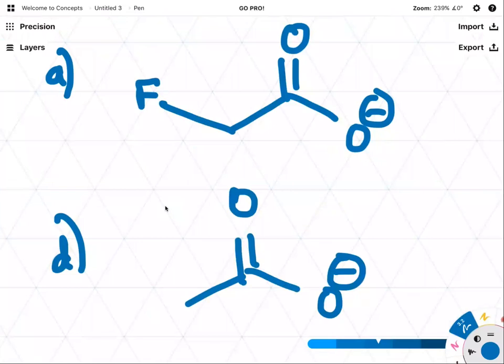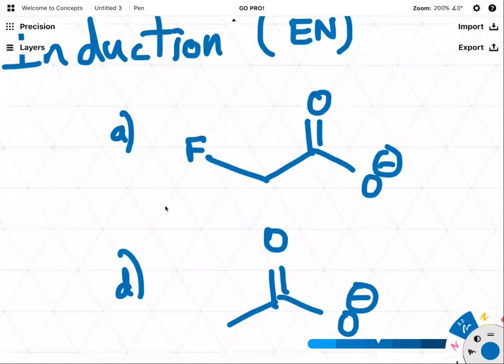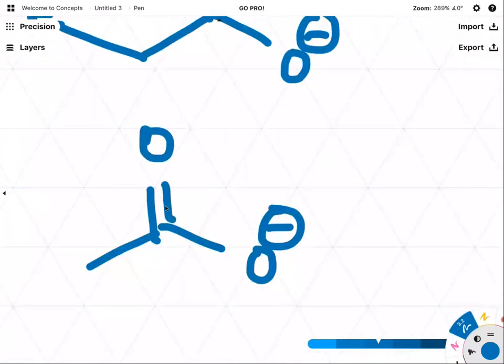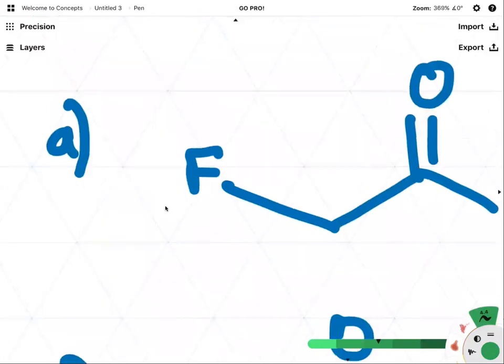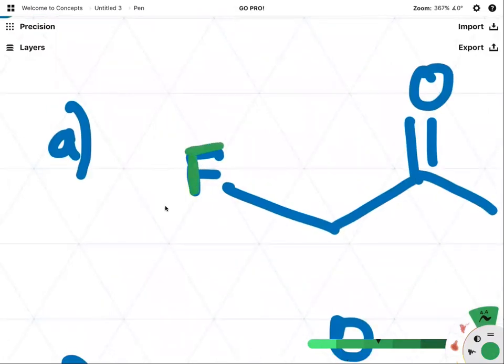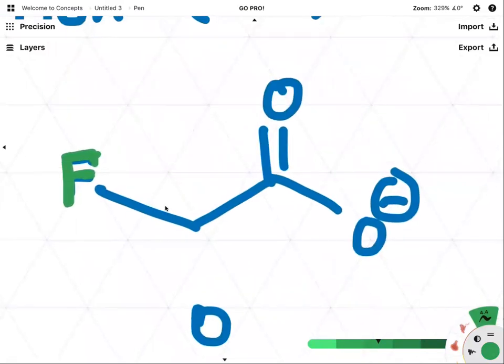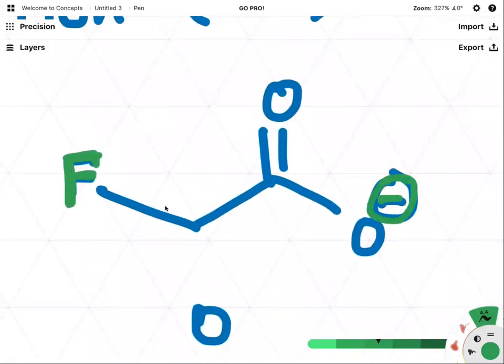So induction is when you have an electronegative atom. In this case, we do have one. It is the fluorine in answer choice A. And because it's very electronegative, it wants to be negative. So what it's going to do is like a vacuum. It's going to take the negative charge on that oxygen and suck it through the sp3 bonds towards it, like literally through those bonds.